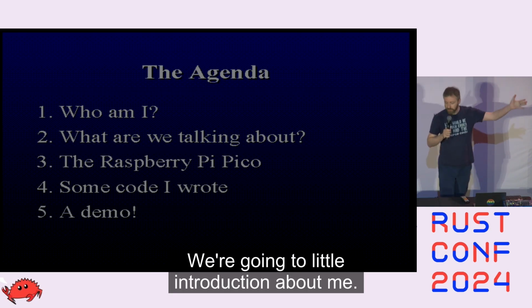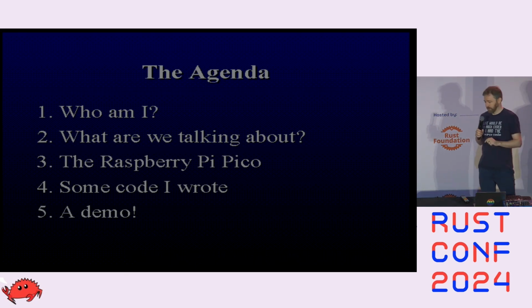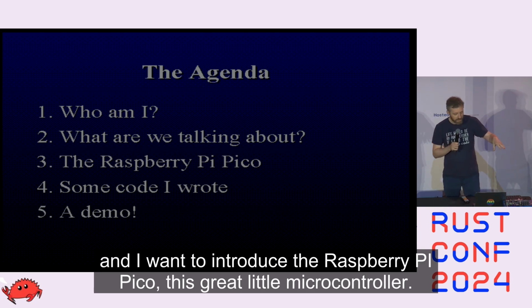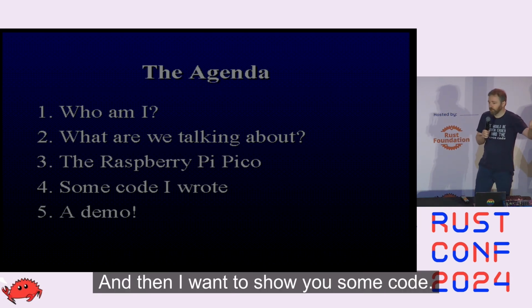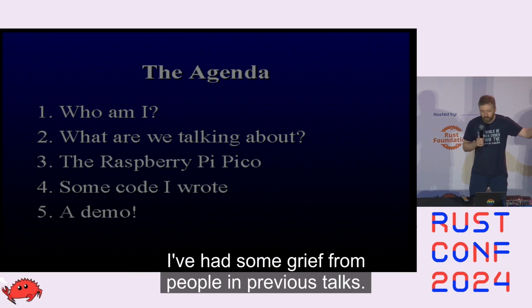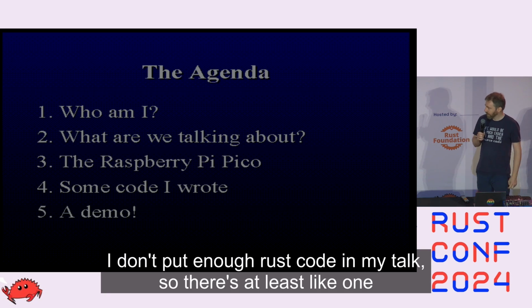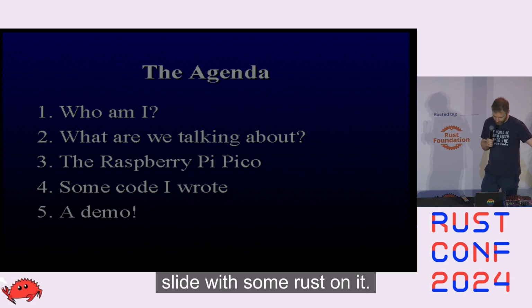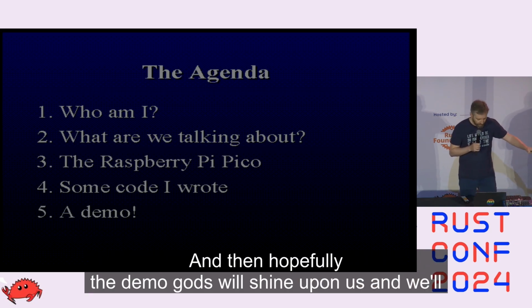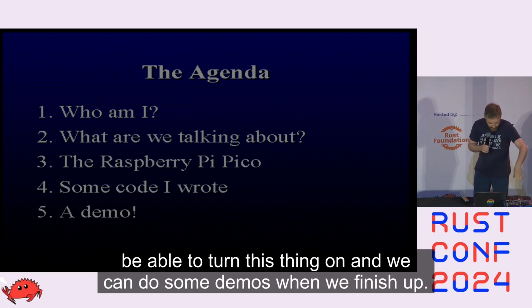Right, so here's the agenda. We're going to do a little introduction about me. We're going to set the scene, explain what we're talking about. And I want to introduce the Raspberry Pi Pico, this great little microcontroller. Rust works great on it. And then I want to show you some code. I've had some grief from people in previous talks. I don't put enough Rust code in my talk, so there's at least one slide with some Rust on it. And then hopefully the demo gods will shine upon us and we'll be able to turn this thing on and do some demos when we finish up.